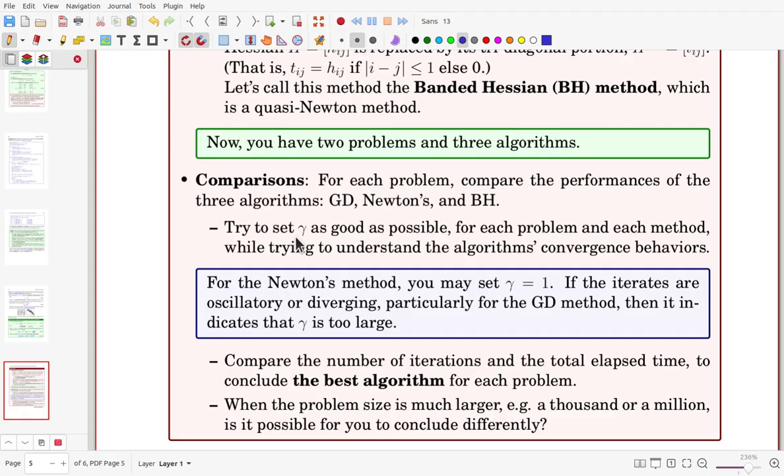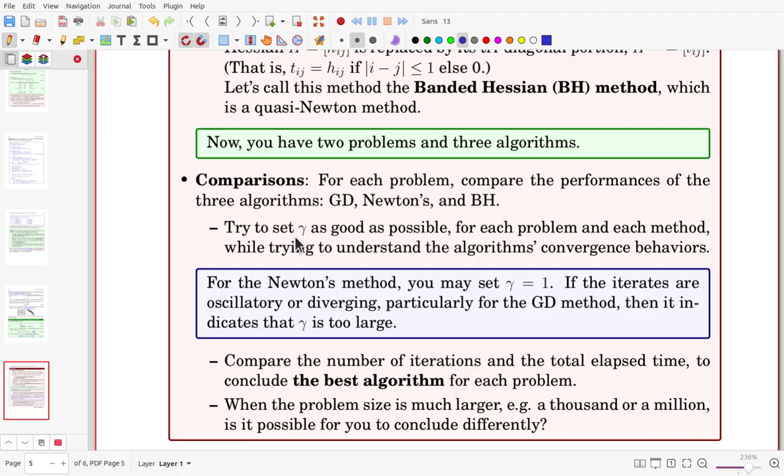While trying to understand the algorithm's convergence behaviors, for the Newton method, you may set the parameter gamma equal to 1. If the iterates are oscillatory or diverging, particularly for the gradient descent method, then it is a good indicator that gamma is too large. So you have to choose gamma smaller.